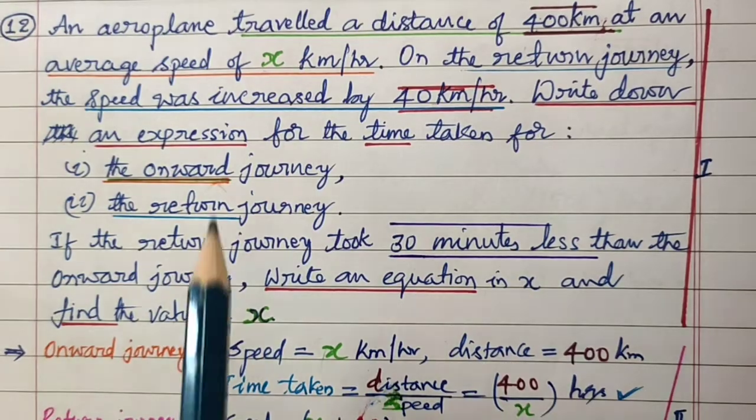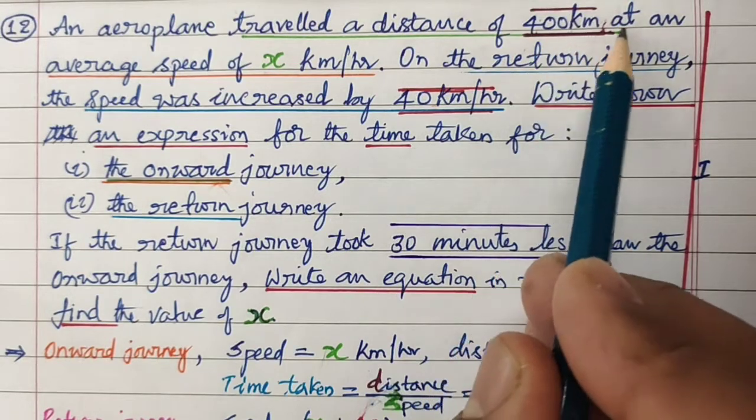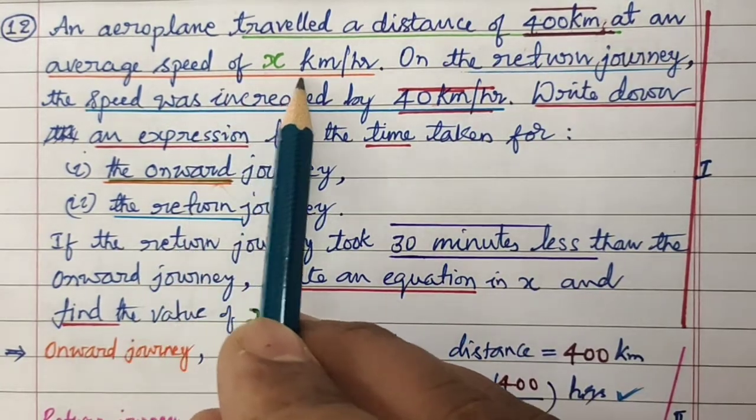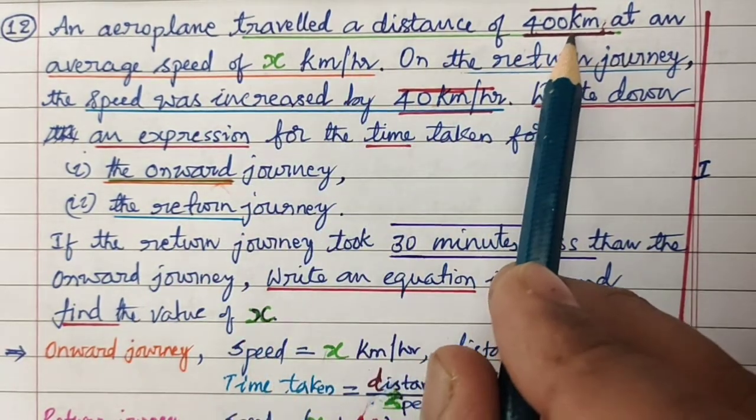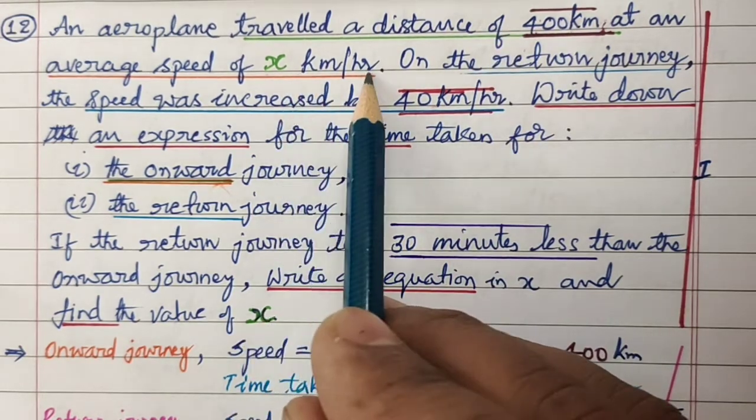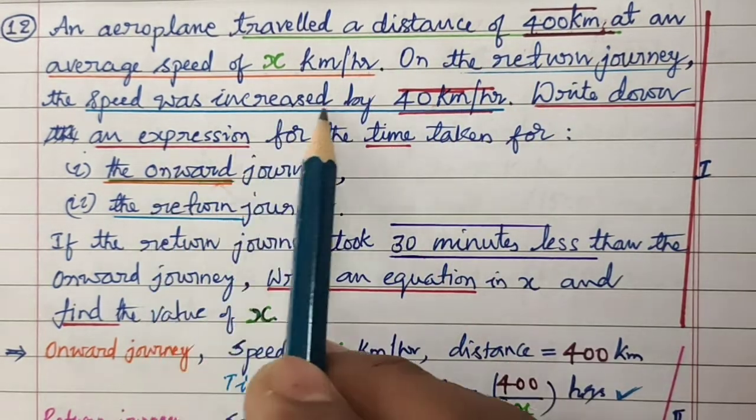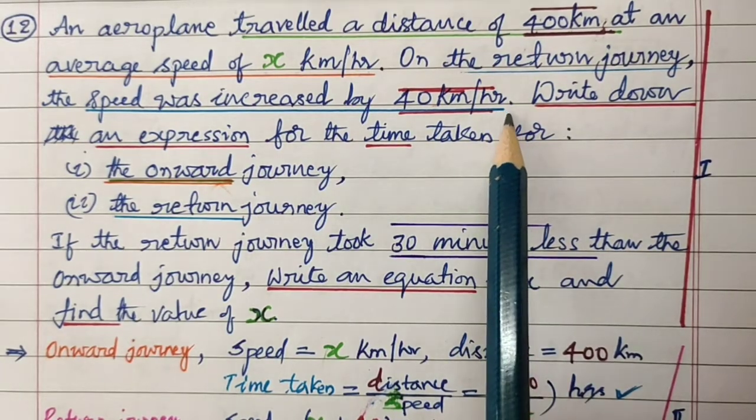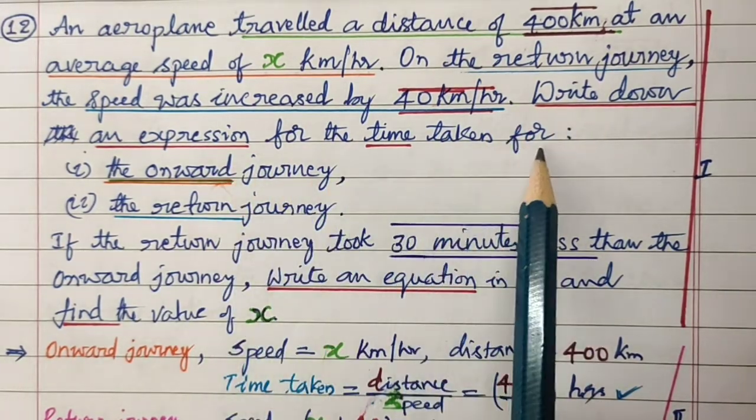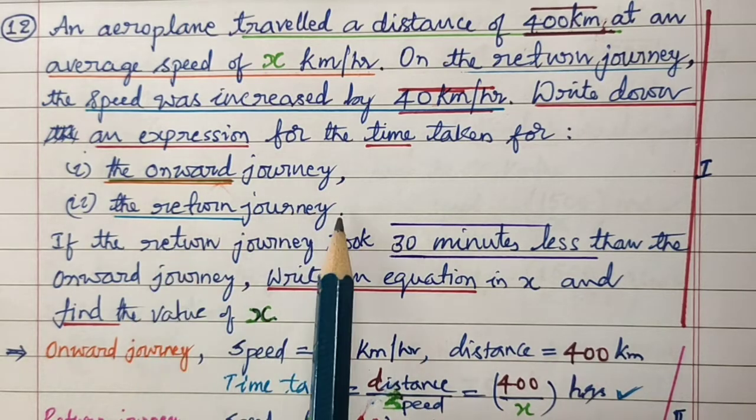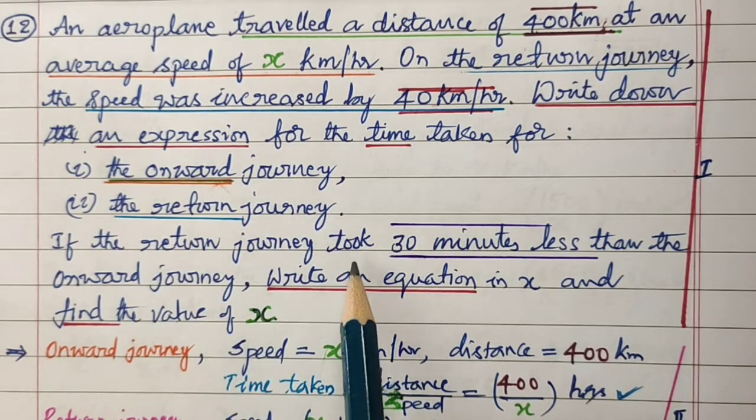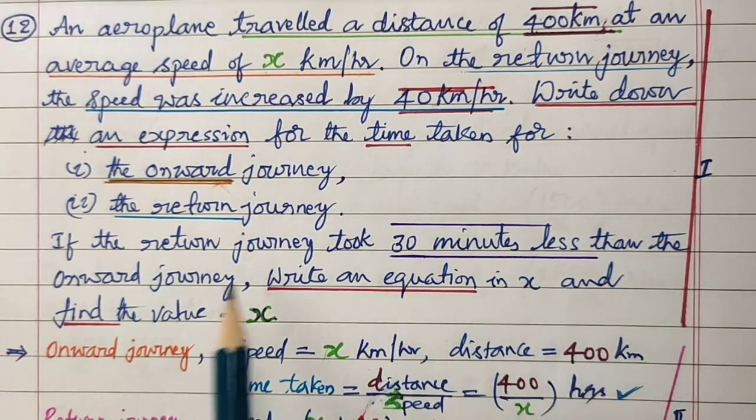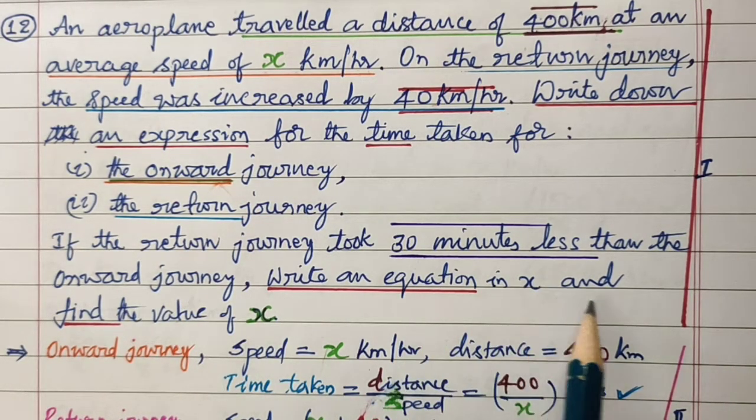An aeroplane traveled a distance of 400 kilometers at an average speed of x kilometer per hour. It traveled 400 kilometers. The speed was x kilometer per hour. On the return journey, the speed was increased by 40 kilometers per hour. Write down an expression for the time taken for the onward journey and the return journey. If the return journey took 30 minutes less than the onward journey, write an equation in x and find the value of x.